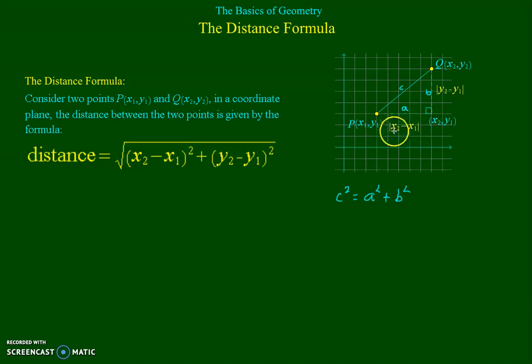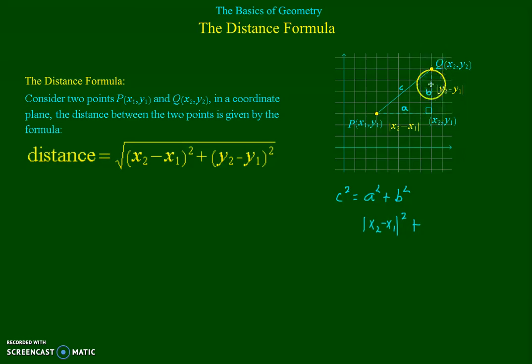So we take the difference, x2 minus x1. That gives us the length of this segment. So the absolute value of x2 minus x1 is the length of A. So the absolute value of x2 minus x1 gives us our A value, and we're going to actually square that value. Plus, the same thing could be true of this.